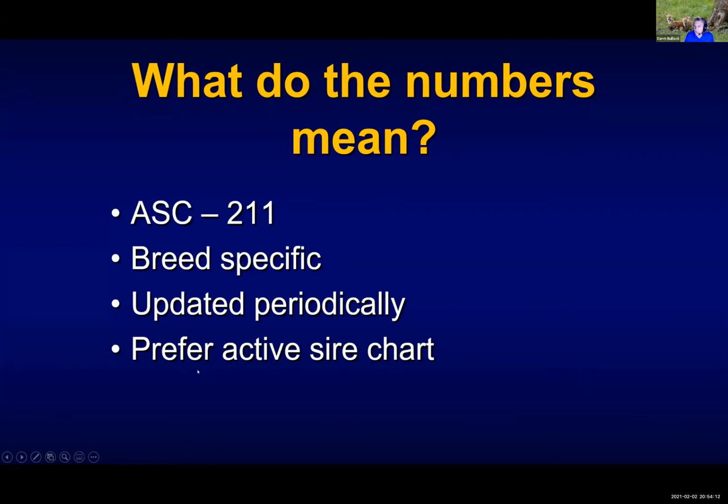When you go on that website, you're going to have different charts that they'll show you. They'll have one for dams. They have one for young sires. I usually like to use the one for active sires. I think that gives you the best overall picture of where that bull falls within the breed.